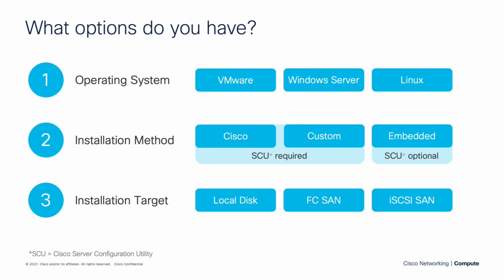Then we need to talk about the installation method. Just now I've shown you the Cisco method, which requires the SCU to perform the installation. I can also perform an SCU installation using the custom method. More on both of those later. If I don't want to automate the installation externally, I can also embed the installation into the image myself, in which case I do not need the SCU image. Finally, I need to decide where I want to install the operating system. On a local disk, or on a fiber channel or iSCSI SAN.